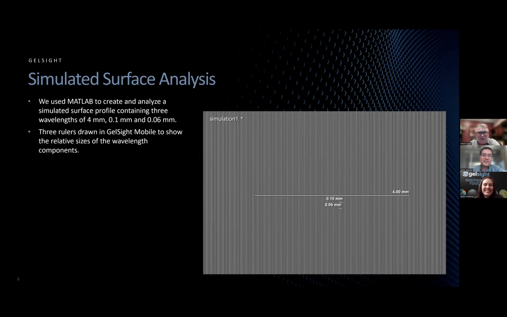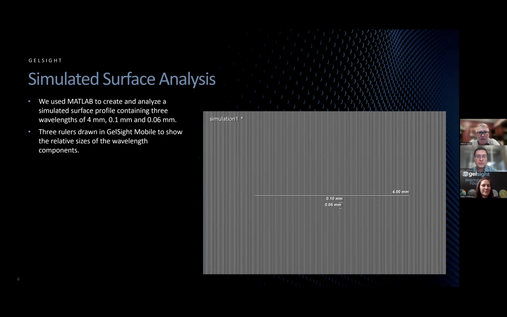Yeah, we're going to start with a simulated scan, just to keep things simple and straightforward, and it's easier to explain when you have a simulated surface. This particular surface was generated in MATLAB, and it has 3 wavelengths. It's 4 millimeters, 0.1 millimeters, and 0.06 millimeters.